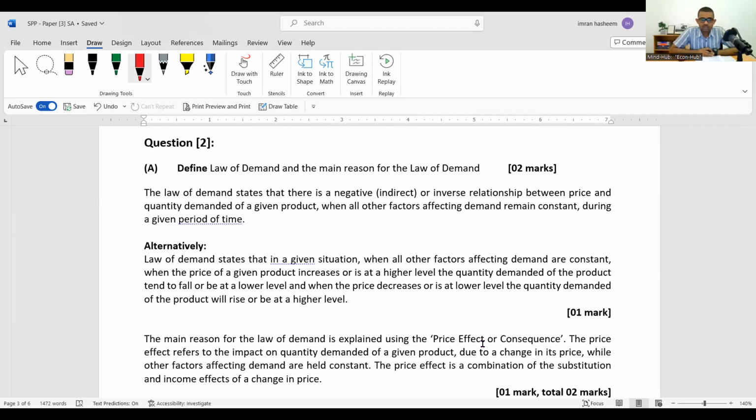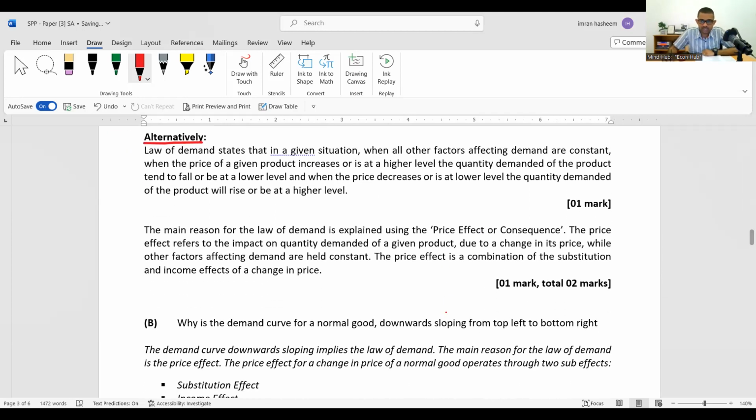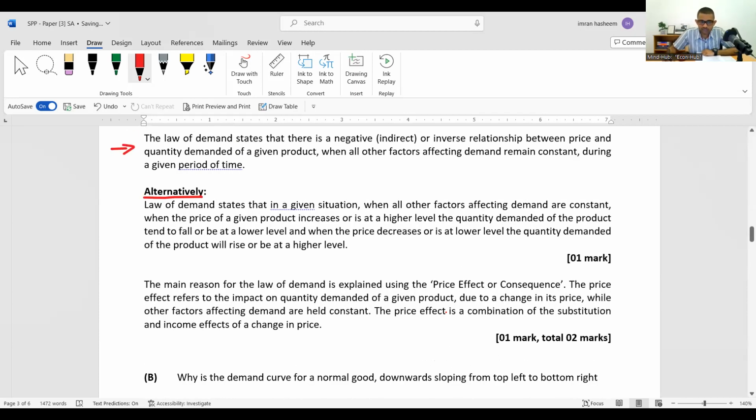So for the law of demand, I've given 2 methods you can use. Remember, there's an alternative method, and this is what we normally recommend to define the law of demand. The assumptions all need to be there, given properly. Then I have asked in the question, what is the main reason for the law of demand? This is a very nice learning part of the suggested answer for you. How do we properly state the reason for the law of demand?